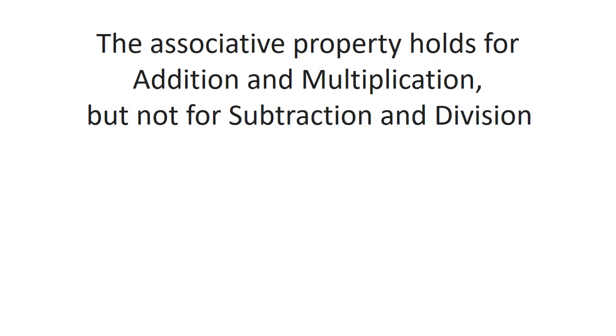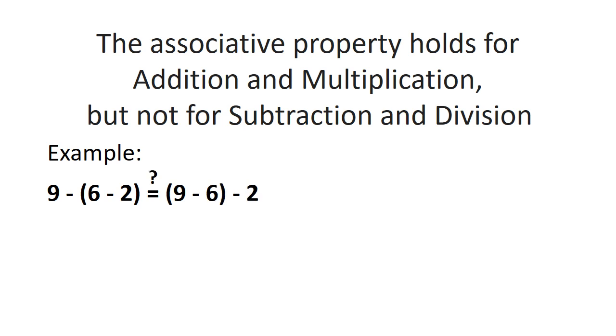We cannot apply the associative property to subtraction or division. When we change the grouping in subtraction or division, the answer changes. Example, is 9 minus the difference between 6 and 2 equal to the difference between 9 and 6 minus 2? Is 9 minus 4 equal to 3 minus 2? 9 minus 4 equals 5, 3 minus 2 equals 1. 5 is not equal to 1, and therefore 9 minus the difference between 6 and 2 is not equal to the difference between 9 and 6 minus 2.